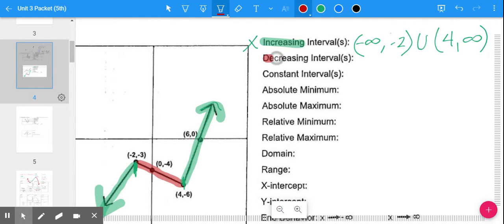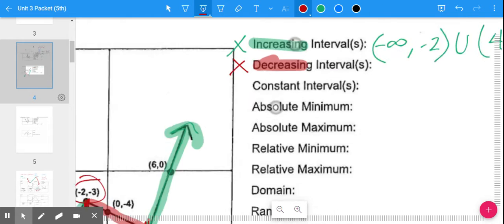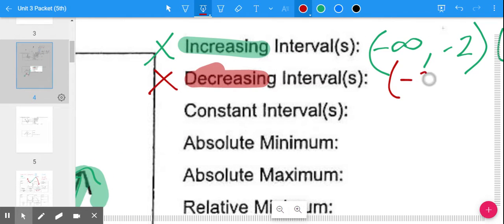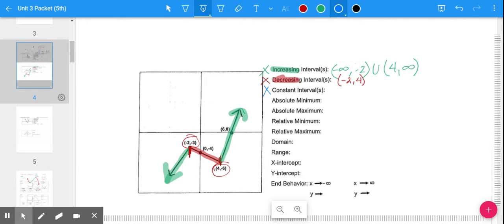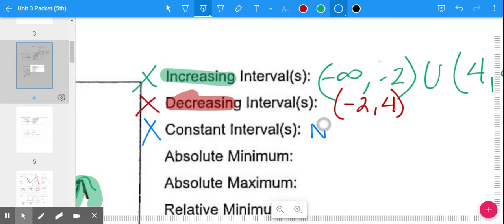So it's going to the positive values for infinity. So then our decreasing interval. Still talking about the x values. It starts decreasing right here, and it stops decreasing right here. So the x value from our start to our stop is -2 to 4. So that is your interval, -2, 4. Again, there's no flat sections in this where it's not going up or down. So the constant interval is none.